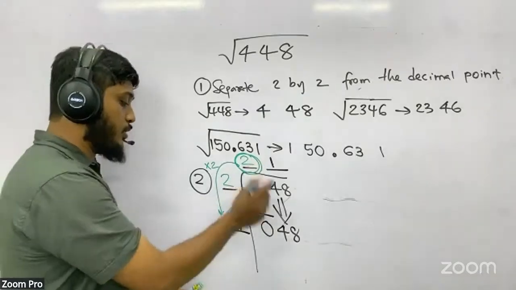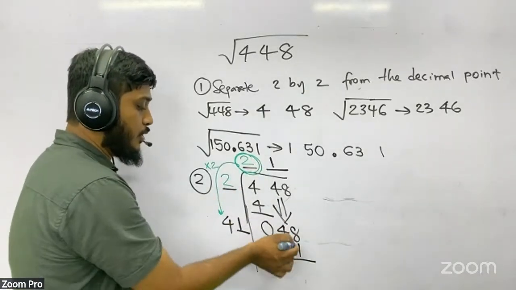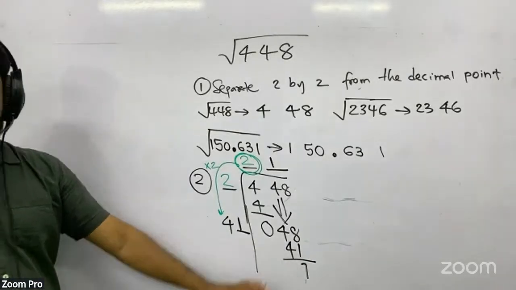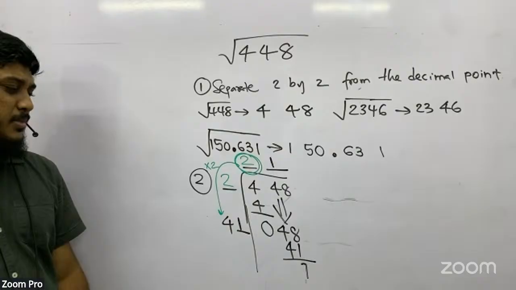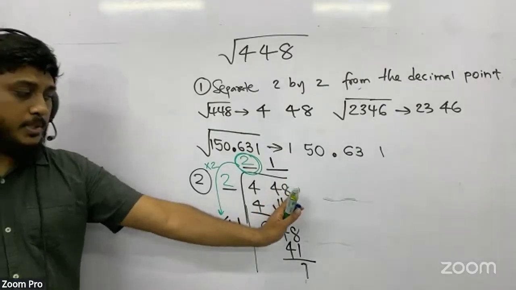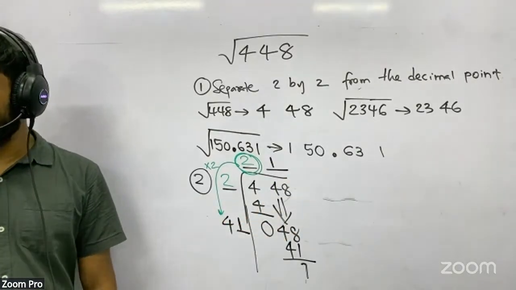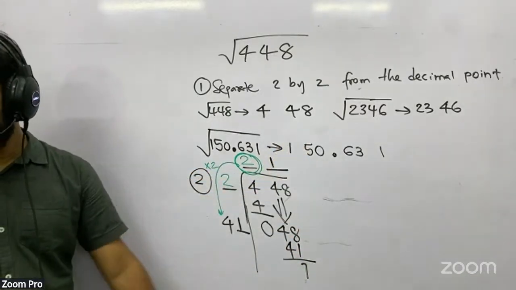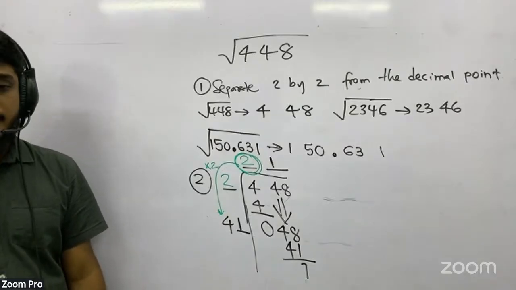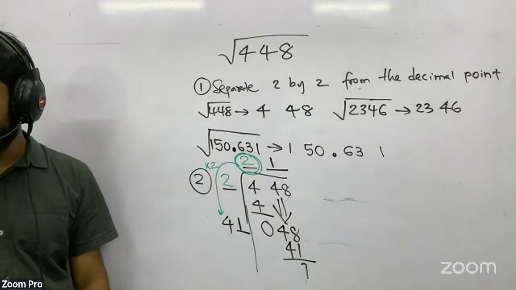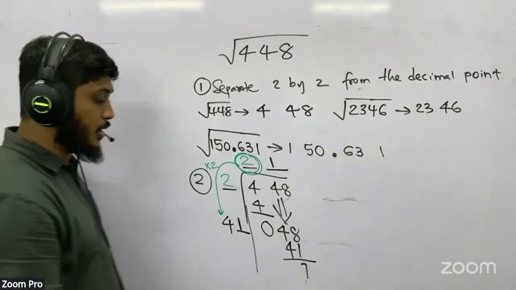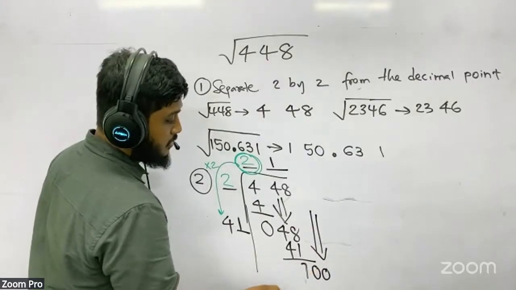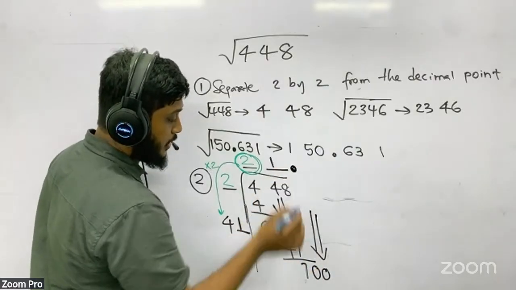So 41 into 1 becomes 41. So 48 minus 41 is how much? 7. So something is remaining. Normally, if something is remaining, what do we do? Now the numbers are finished. So normally we bring a 0 down and put a decimal point. But I said if you are bringing down, how many numbers should you bring down? 2 numbers. So if you are bringing zeros, you have to bring 2 zeros at once. When you are bringing zeros, you have to put a decimal point here.